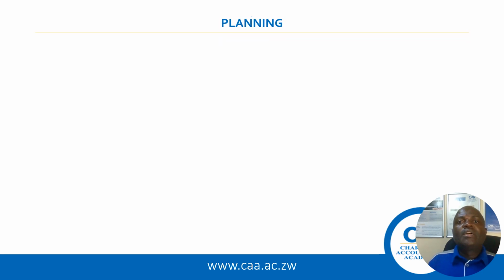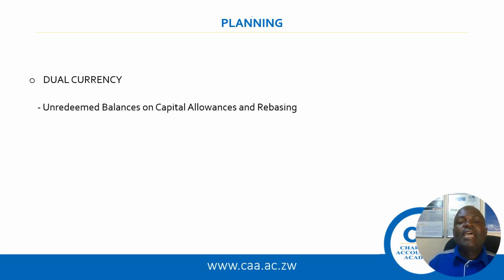Moving on to planning, as I have already alluded to, it's about the tax planning objective, higher or lower taxes, but there are also other specific issues around dual currency in Zimbabwe, where we are using the United States dollar and the Zim dollar. Therefore, it is going to be very important to understand how capital allowances are affected, and largely it's about unredeemed balances on capital allowances.